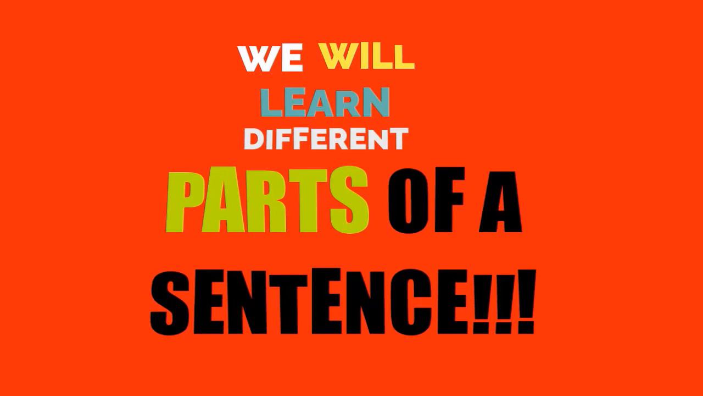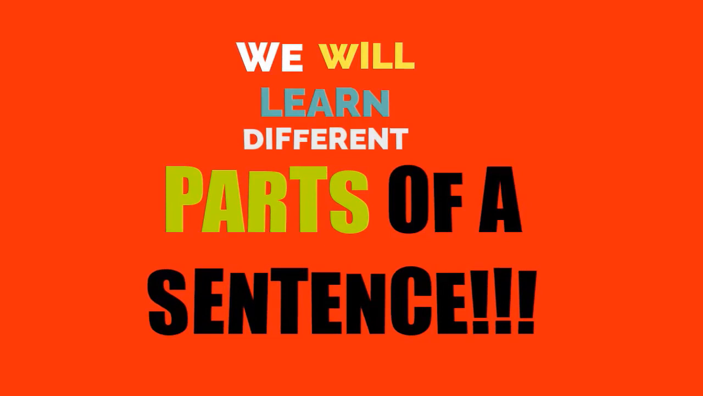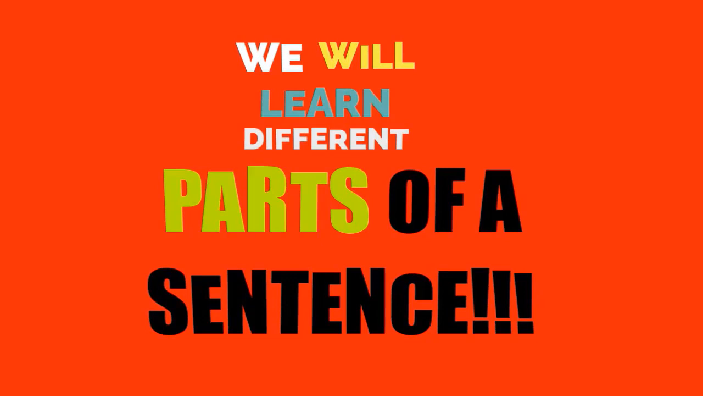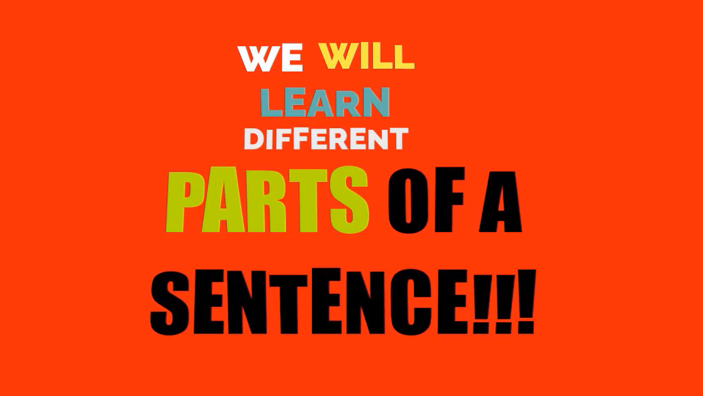And guys, today in this lesson, we are going to master different parts of a sentence. It is vital for us to know what we have in a sentence, right? Different types of subjects. What is a subject? Different types of subjects. What is a predicate? Different things we have in a predicate. We'll master everything about it, all right? So make sure you watch the video until the end, all right?